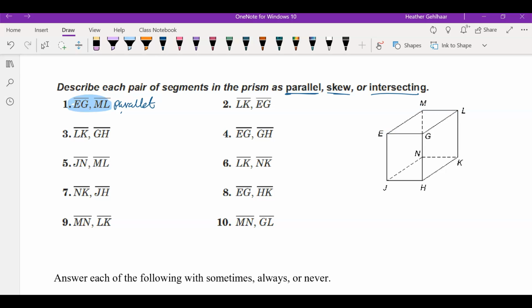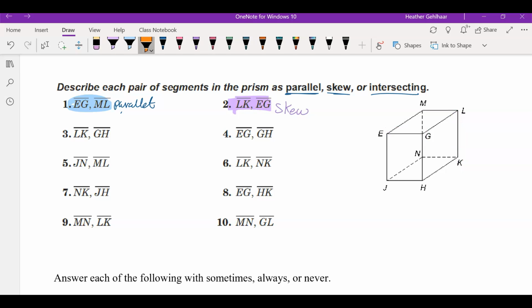All right, the next one we have here is LK and EG. Notice they are not on the same plane. Since they're not on the same plane, they're going to be skew, right? And they're never going to intersect.